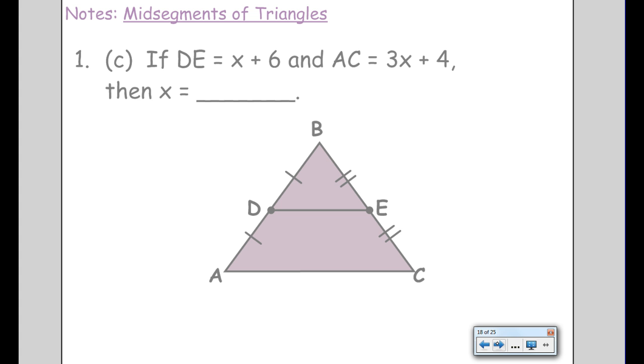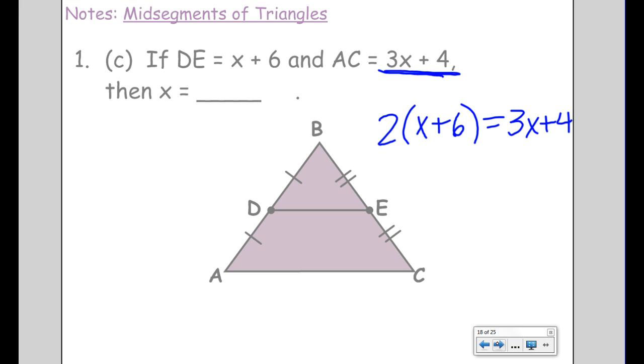Which one are we going to double, Torin? The x plus 6 or the 3x plus 4? Oh, wait, no. Which one are we going to double? X plus 6. Okay. So let's double that one, and it equals the base. Double this equals the base. There's your setup. If you can solve for X, you do it.